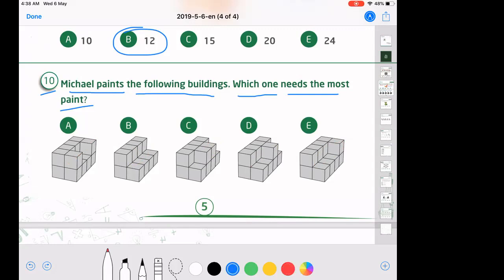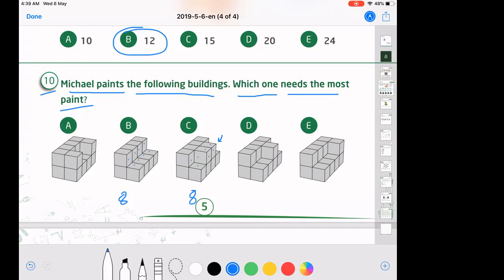For example, here I have 1, 2, 3, 4, 5, 6, 7, 8. And here, let's imagine we have a face from here and one from the opposite side, and one here and one here. So this is 4, 5, 6, 7, 8. So here is 8.